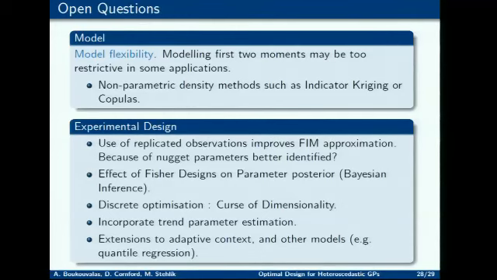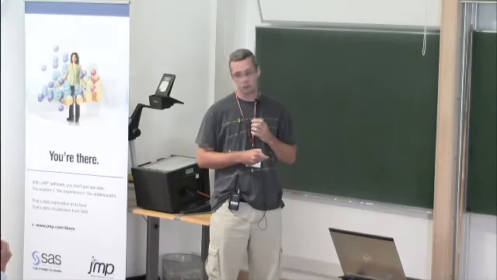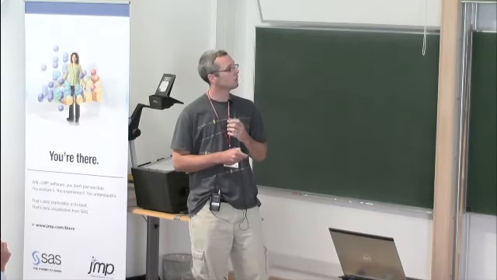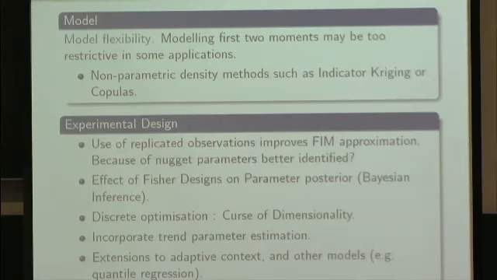In terms of experimental design, the use of replicated observations improves the Fisher approximation, but we don't really know why this is the case. Is it because, as you add more replicated observations, your estimation of the nugget parameters, the variance model parameters, is better? We would like to learn more about exactly this approximation error.